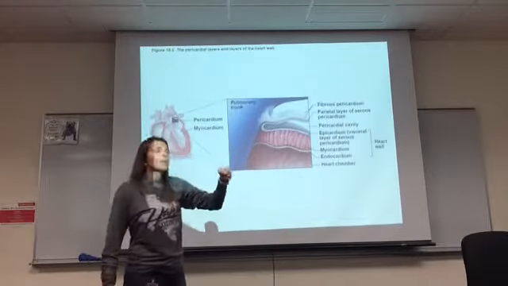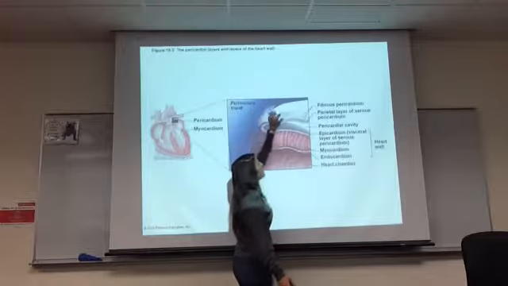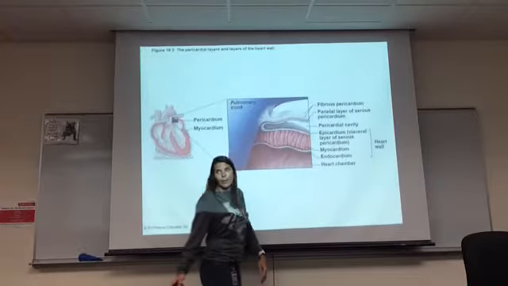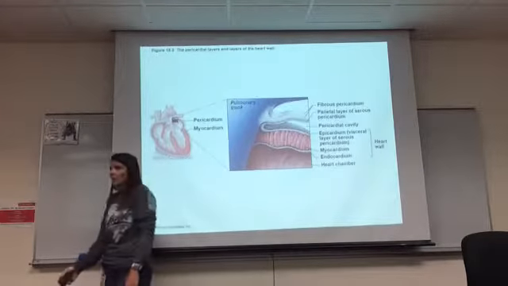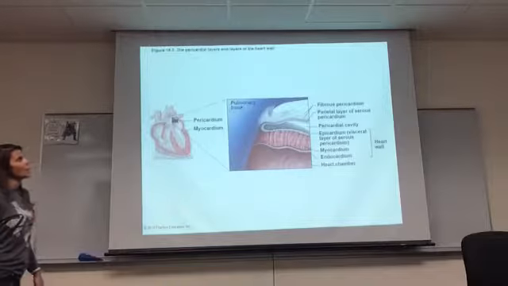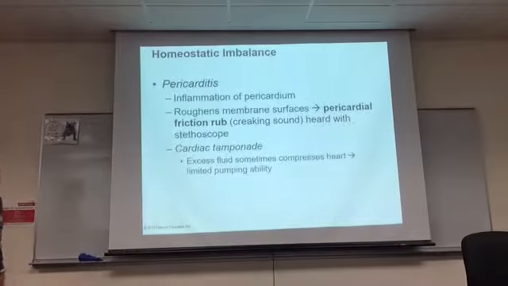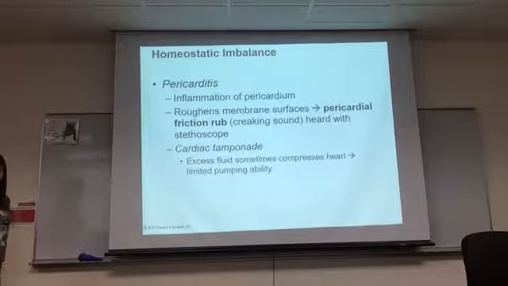On top of the parietal pericardium, you have a layer of connective tissue that's helping to hold it in place, so the fibrous layer that it references. Okay? What does itis mean again? Inflammation of. So pericarditis is inflammation of the pericardium.